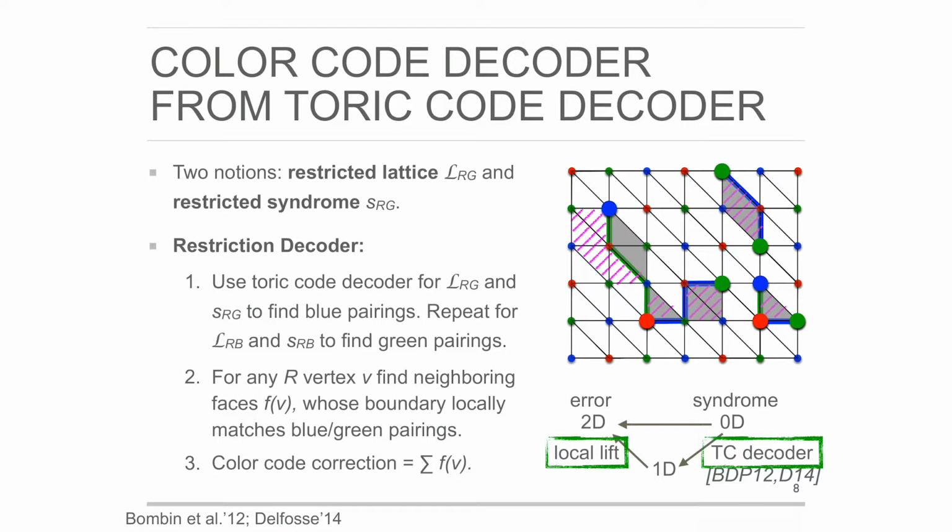So let's see that in action. For this red vertex, I pick those triangles shaded in pink, and you can see that the boundary of those triangles locally matches the green pairing. Then I proceed with another red vertex, for instance this one, and I can pick this triangle, and the boundary of this triangle locally matches the green-blue pairing. And I do it for every single red vertex of the lattice. And the output of the restriction decoder is basically the union of all the faces picked in the second step.